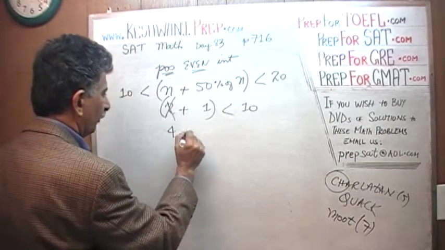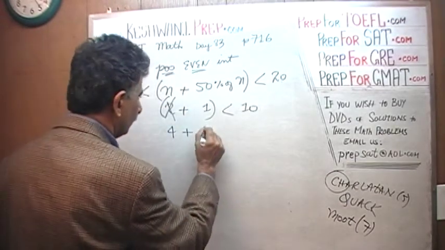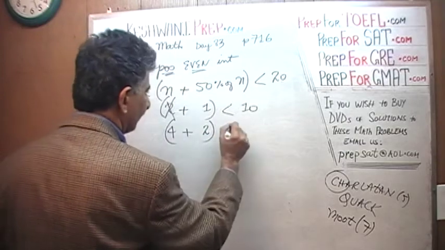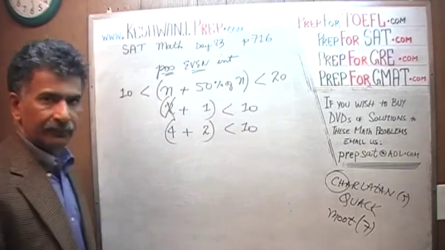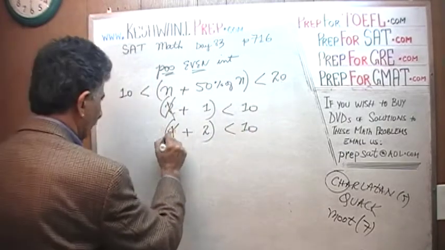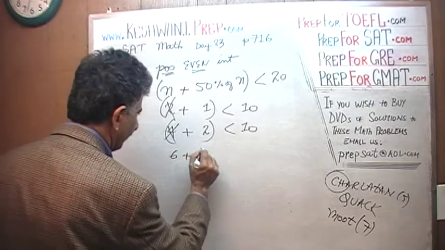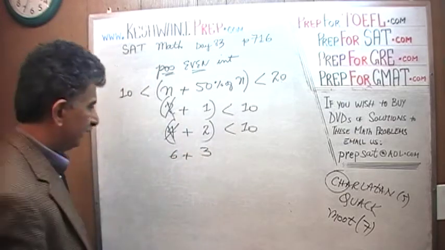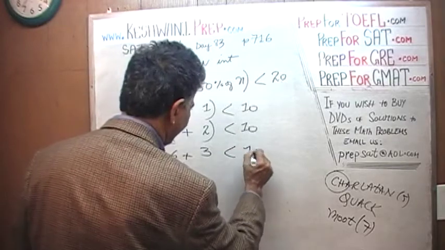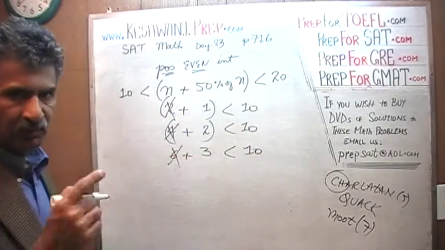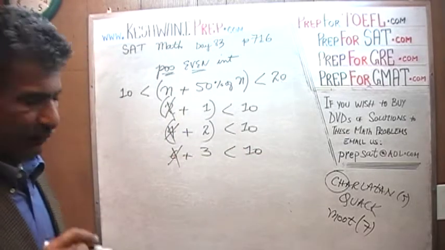Let's try 4. 4 plus half of 4 is 2, which is 6. 6 is also less than 10. The sum has to be between 10 and 20. That doesn't work. Let's try 6. 6 plus half of 6 is 3. 6 plus 3 is less than 10. That doesn't work. The sum has to be more than 10, but less than 20.